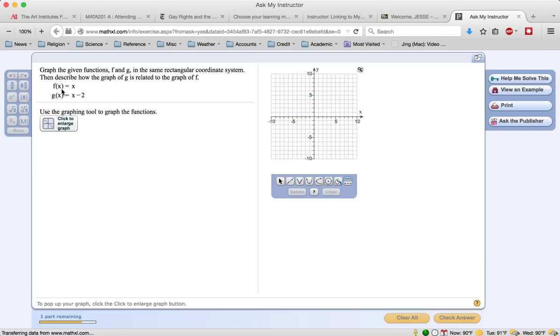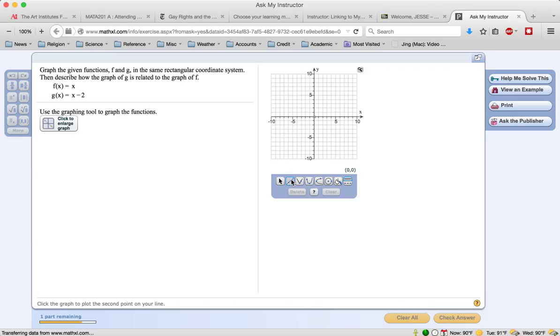Okay, so let's first of all look at f of x equals x. This is our old friend y equals x. It's the easiest line to graph. I'm going to grab the line tool, and I'm going to graph it by understanding it goes through the origin. If you plug in 0, you get 0. And I just graph that point just by hitting the enter key, 0, 0.